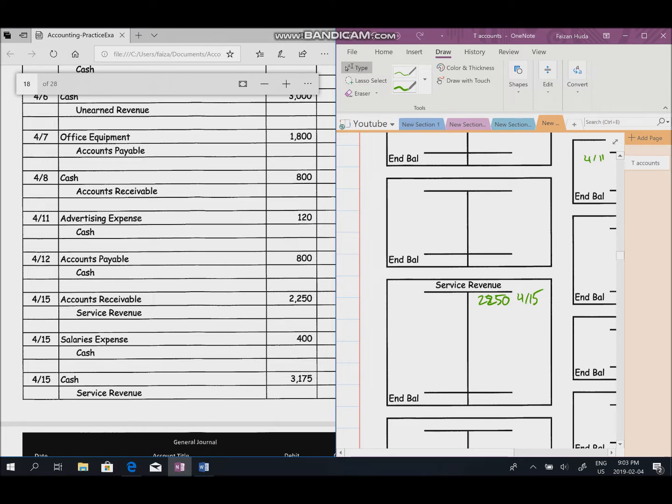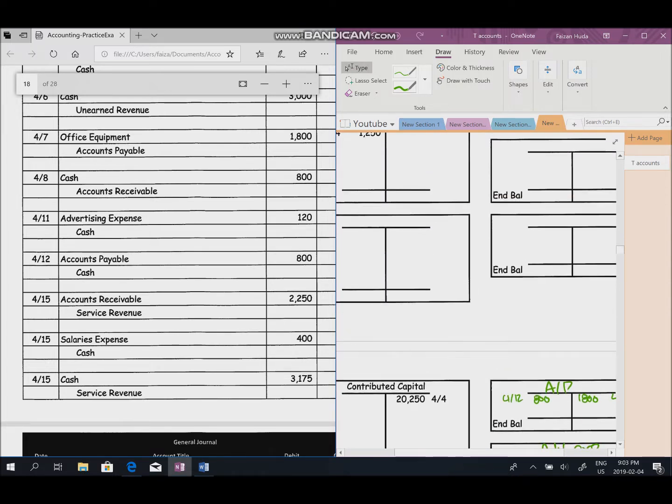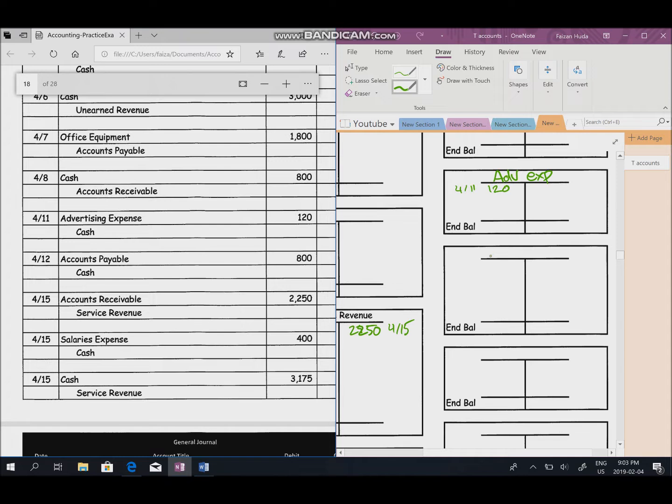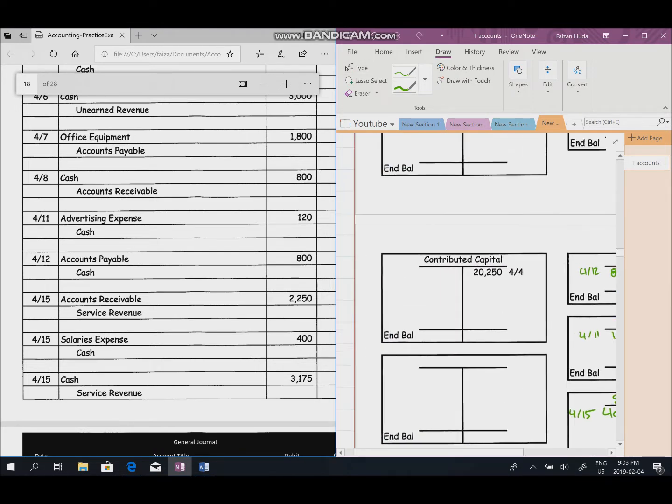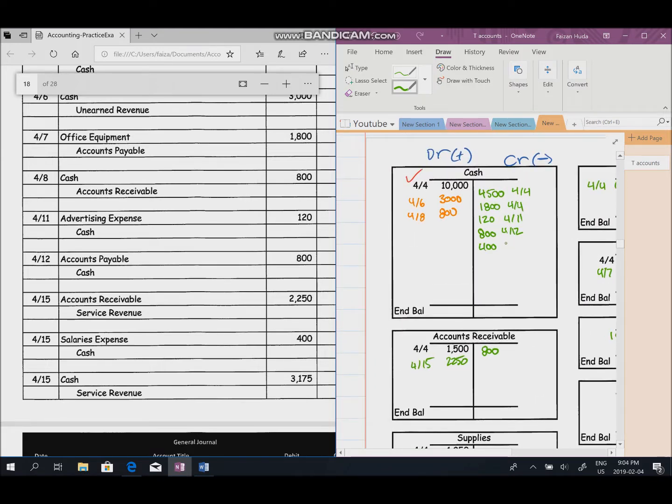Moving forward, salaries expense. I believe I have to make salaries expense. It's not given. Yep, I'm right. So I'm gonna make salaries expense over here. Just for time's sake, I'm just gonna use short form, but you always use your full form. So salaries expense is being debited 400 at April 15 also. Cash is being credited 400 at April 15 also. Let's go.